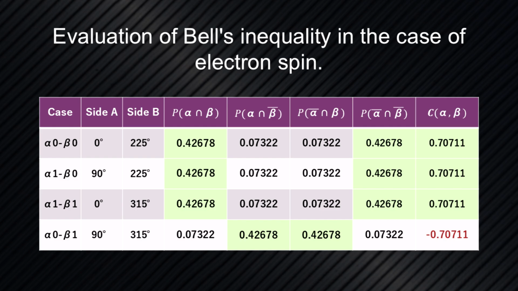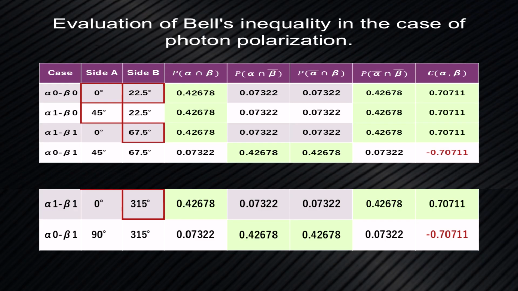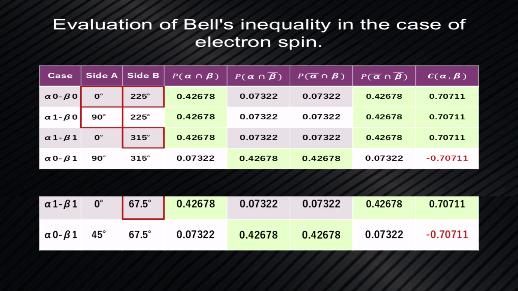In the case of electron spin, the set magnet angles are 0 degrees and 90 degrees on side A, and 225 degrees and 315 degrees on side B. As already explained, with electron spin, the probability is the same at twice the angle compared to photon polarization. But the spin direction is also opposite on sides A and B, so the set angle on side B is double this and then added with 180 degrees. In fact, the only difference between the settings in the 2 experiments is the difference in these angles.